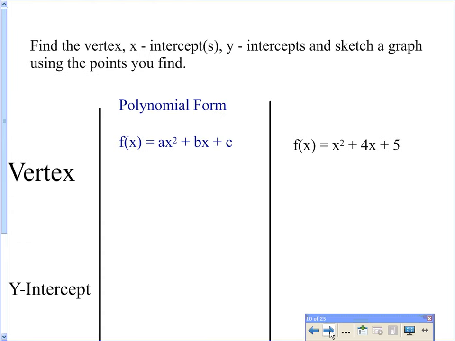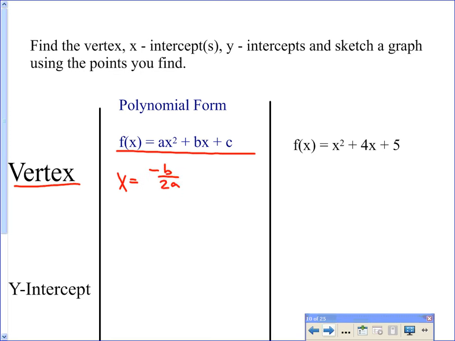All right, so that's transformation form, and now we're going to talk about polynomial form. Here we have polynomial form, and we're going to find the vertex. The formula to find the vertex for the polynomial form is, first you find the x by saying x is equal to -b over 2a.